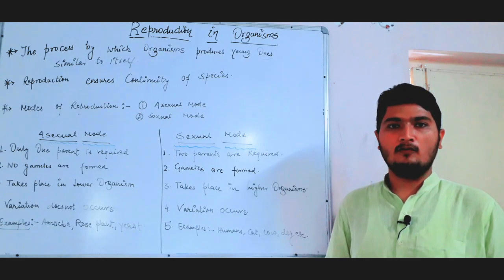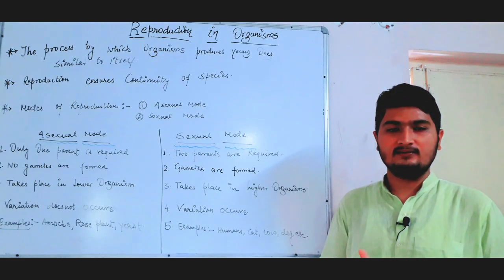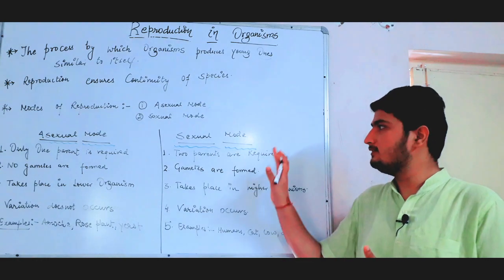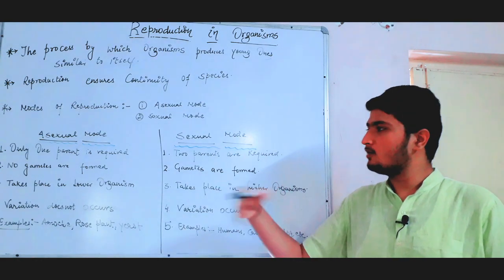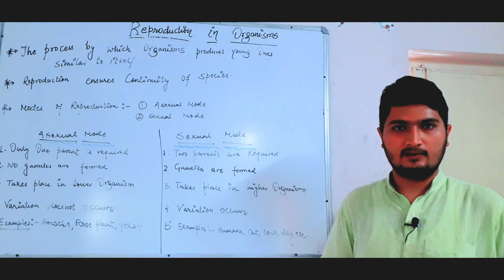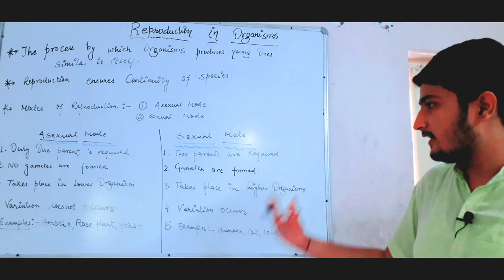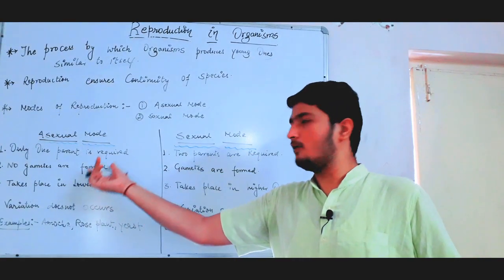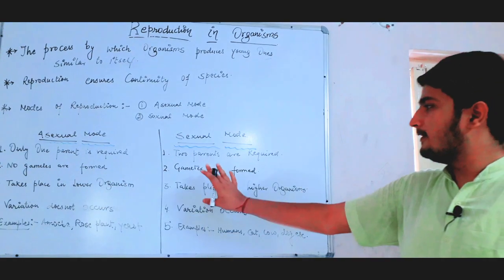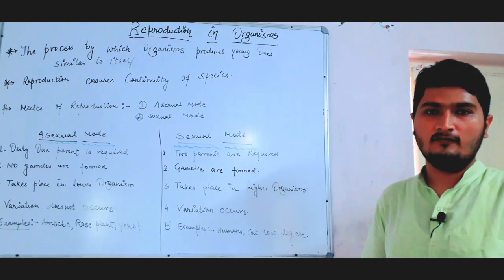But spermatozoa and ovum, this gametes concept is there only in the sexual reproduction, but no gametes are formed in asexual reproduction. Therefore the second point of difference is no gametes are formed in asexual mode of reproduction, but gametes are formed in sexual mode of reproduction.